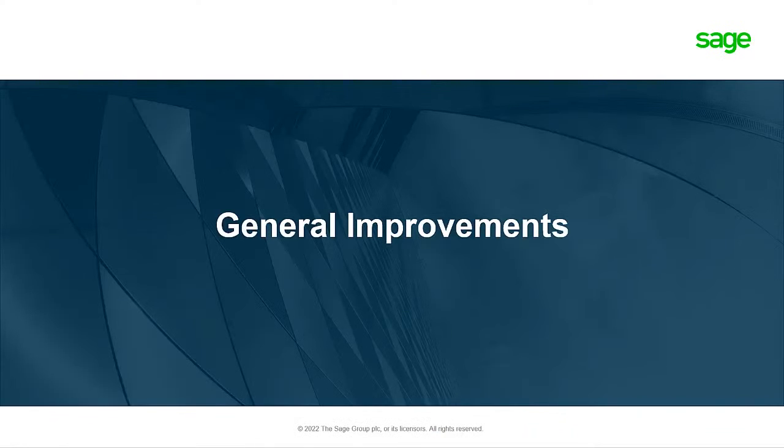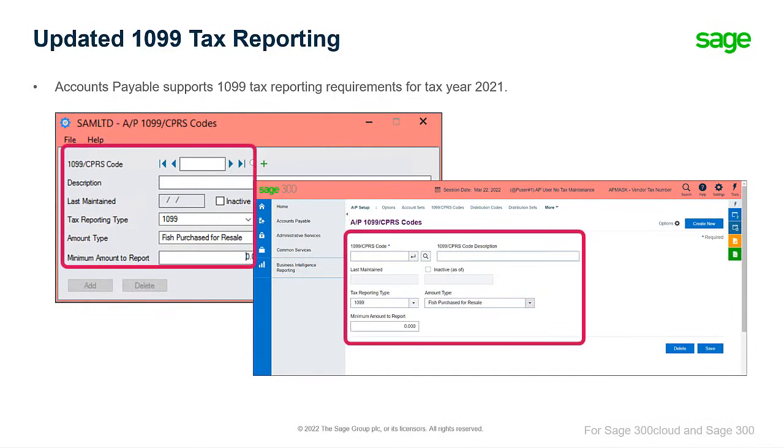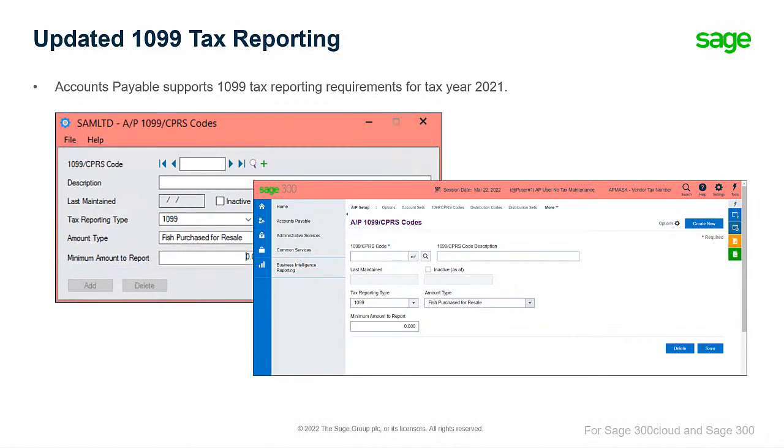Let's start by looking at general improvements available in both Sage 300 Cloud web screens and in the Sage 300 Classic desktop screens. Accounts Payable supports 1099 tax reporting requirements for tax year 2021. To report amounts as fish purchased for resale from the AP 1099 CPRS code screen, you must manually set up a 1099 code for this and assign the new code to related vendors.